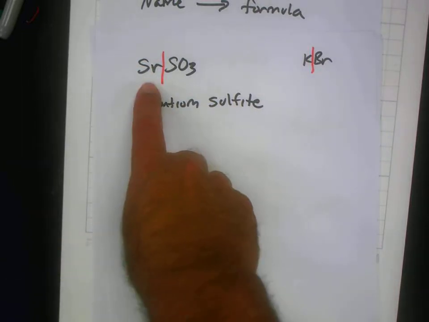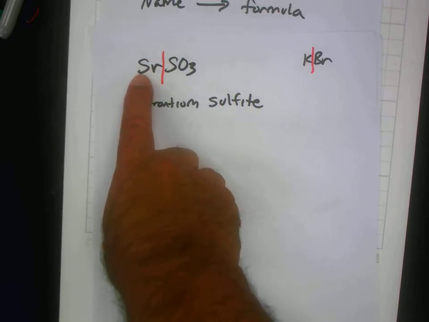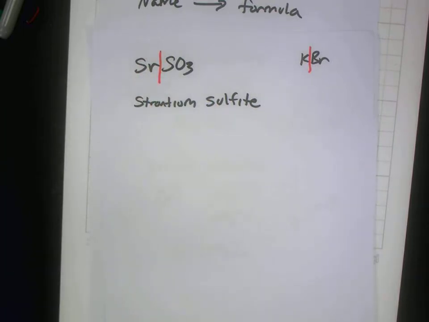The only exception to this rule that we start off with a metal is when the cation is ammonium, NH4. It's the one polyatomic ion that's positively charged on this chart. There are other positively charged polyatomic ions, but they're not on this chart. We don't see them all that much, so we don't really deal with them much in this class. Okay?